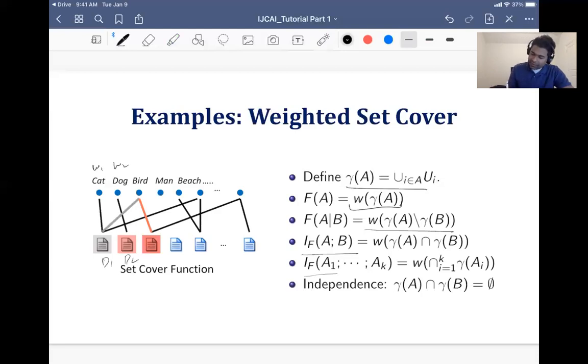Similarly, we can define these extensions of multi-set mutual information and independence. Independence is very interesting. Independence means A and B are independent, not necessarily if they are disjoint. They could be disjoint, but they are independent if they cover completely different sets, so there is no intersection between their covered sets.